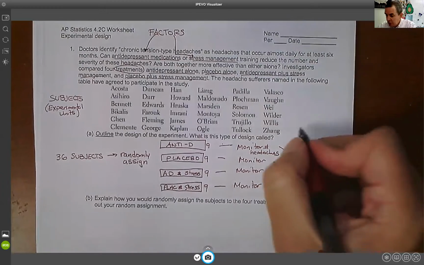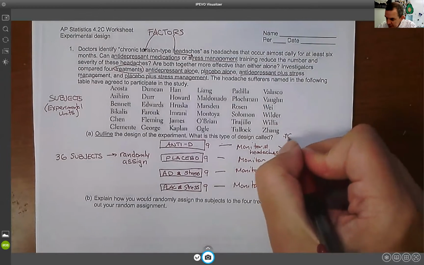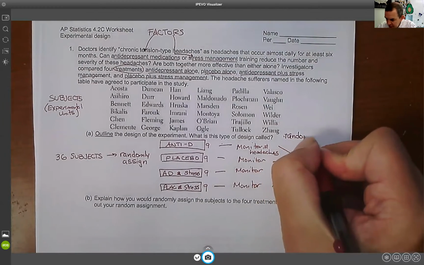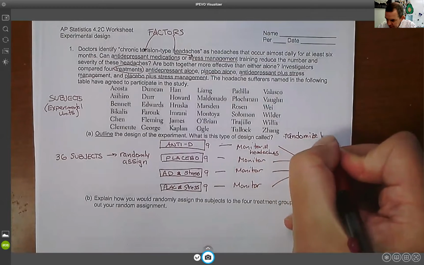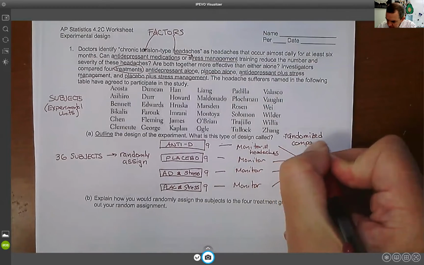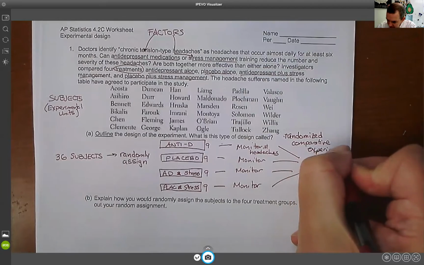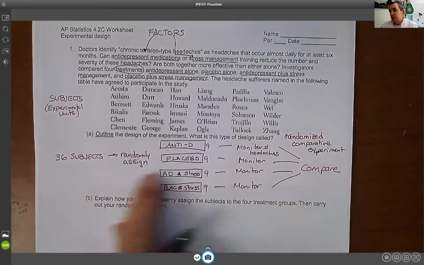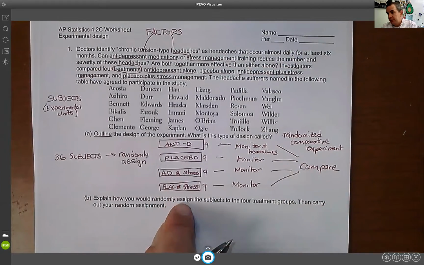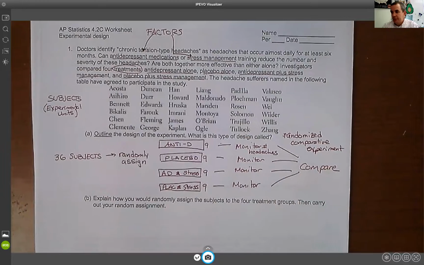So in this case, this is called a randomized comparative experiment, or comparative randomized experiment. Again, because I did something random to assign those 36 subjects. I monitored them, I compared them at the end. So that is a randomized comparative experiment.